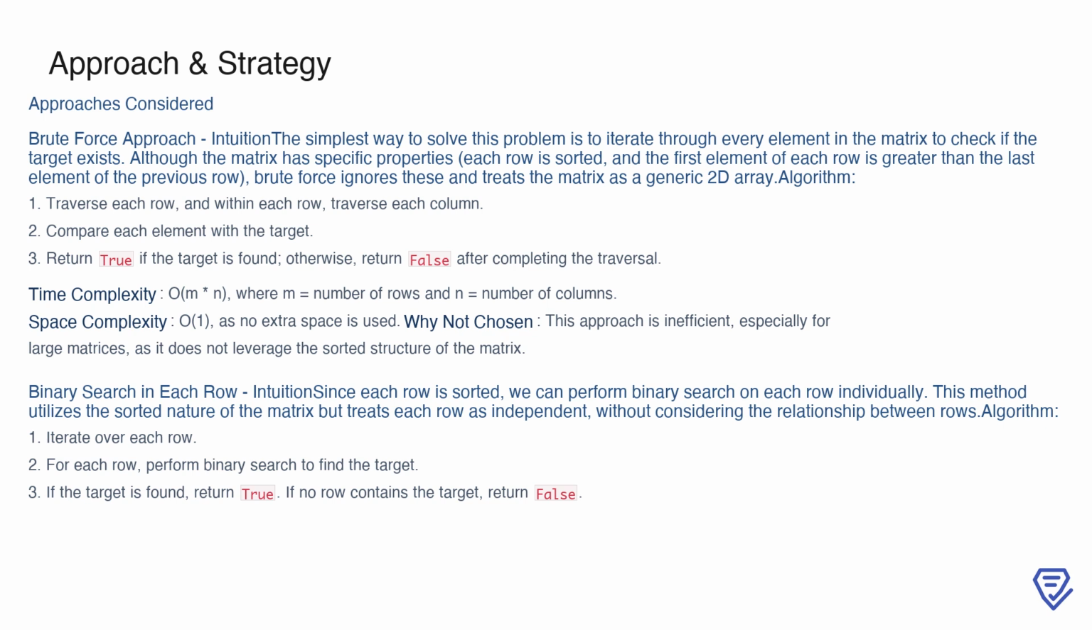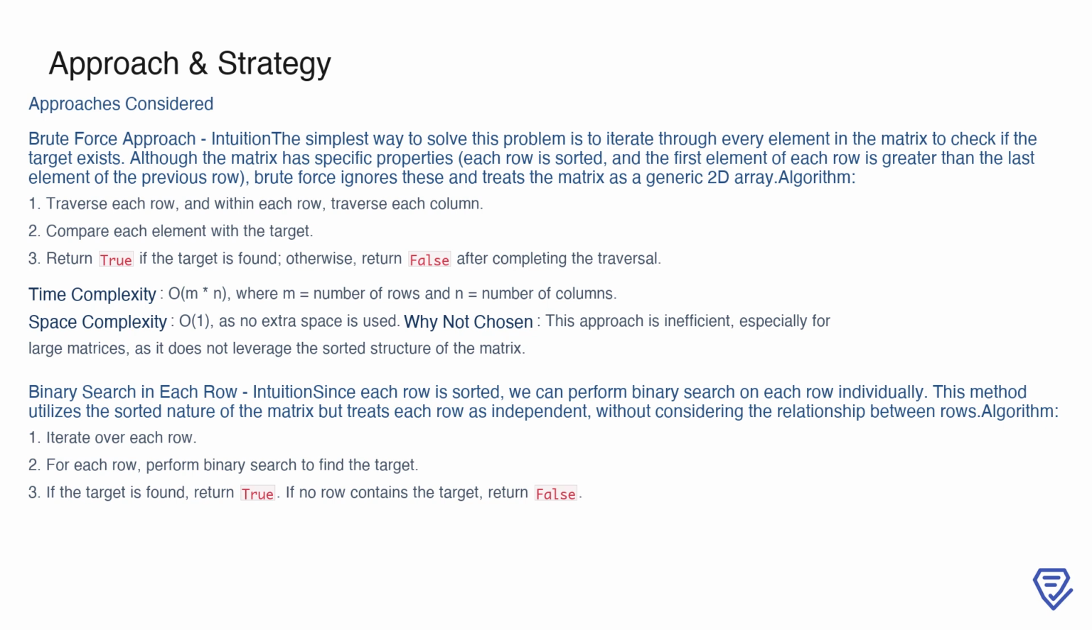To begin, let's consider the brute force approach. This method is straightforward. It involves iterating through every single element in the matrix to check if the target exists. While the matrix has specific properties, such as each row being sorted and the first element of each row being greater than the last element of the previous row, the brute force approach neglects these features. Instead, it treats the matrix as a generic 2D array.